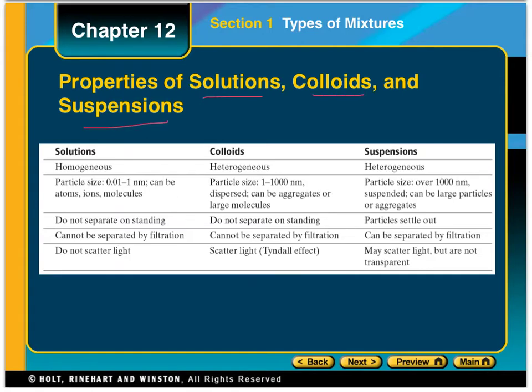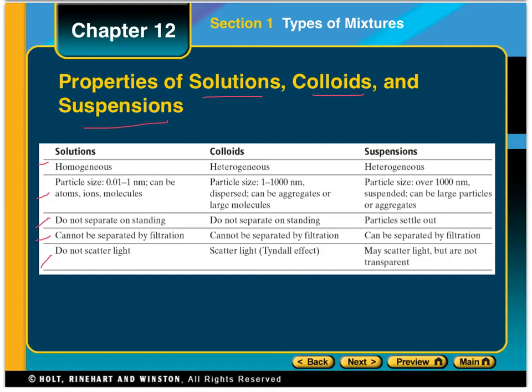So again, solutions are homogeneous. That means they look the same throughout. They have really small particles, like the size of atoms, ions, or molecules. They don't separate out. If you just let it sit on the counter, the particles don't fall to the bottom. You can't separate these by filtration, and they don't scatter light, meaning that they don't experience that Tyndall effect.